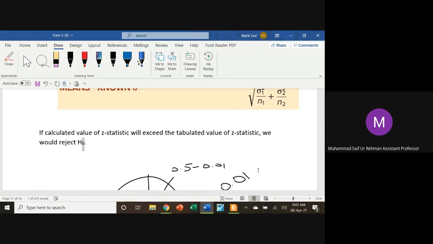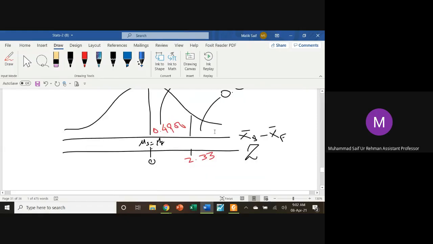Why will this be the situation? Because if the calculated value of z exceeds this particular value, it will be somewhere to the right side of this value. I mean, that will be in this region, and this is the rejection region. This other region is where we will remain unable to disprove the null hypothesis, and this is the region where we will reject the null hypothesis. So this is the rejection region. Any value more than 2.33 will be in the rejection region.